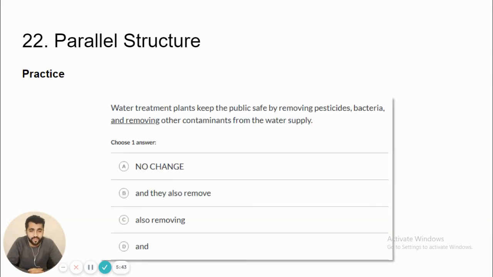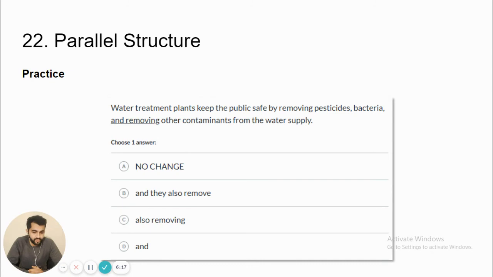Practice. Okay, so let's do a sample question. "Water treatment plants keep the public safe by removing pesticides, bacteria, and removing other contaminants from the water supply." Right. So we have a list here. The first item of the list is pesticides, which is a plural noun. The second item of the list is also a plural noun. The third item of the list here is an ing form of the verb. Hence, this is wrong. This should also be a noun and preferably a plural noun.